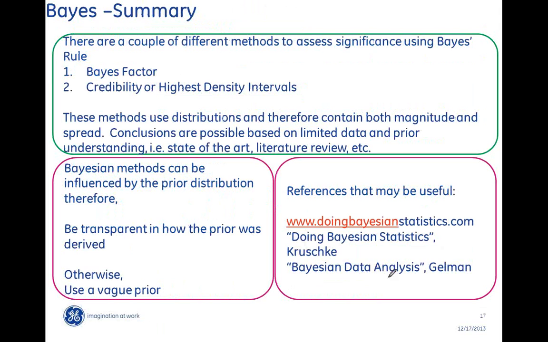So the summary for the Bayesian aspects is that there's the Bayes factor and there are credibility density intervals, but these methods use distributions and therefore contain both magnitude and spread. So conclusions are based on the incorporation of not only the most plausible magnitude, but also the error in your data.